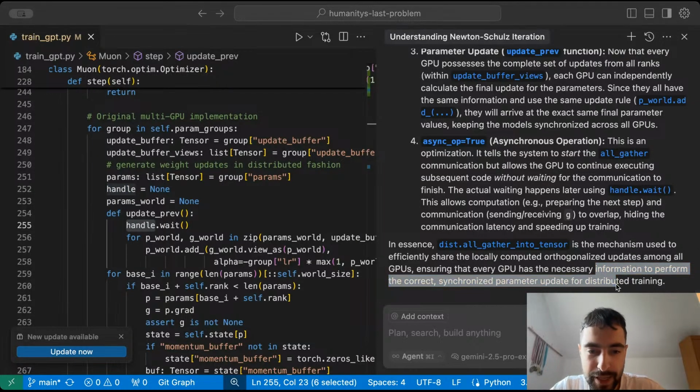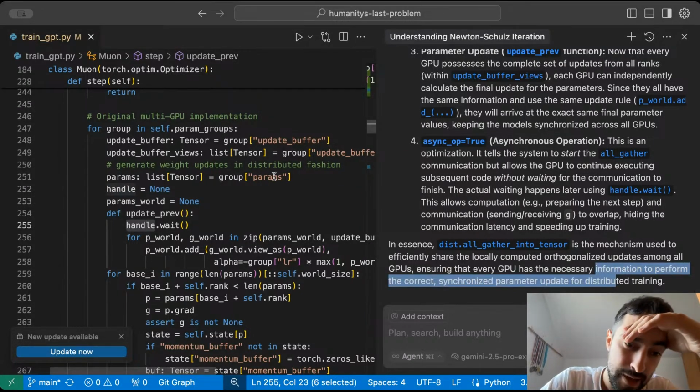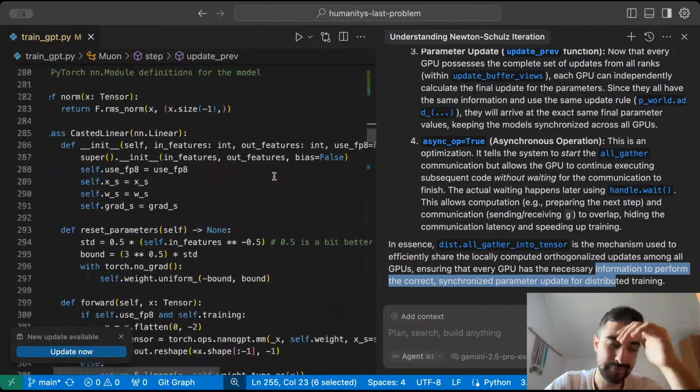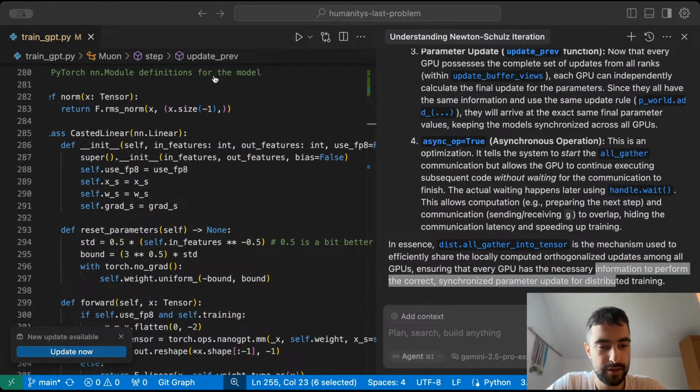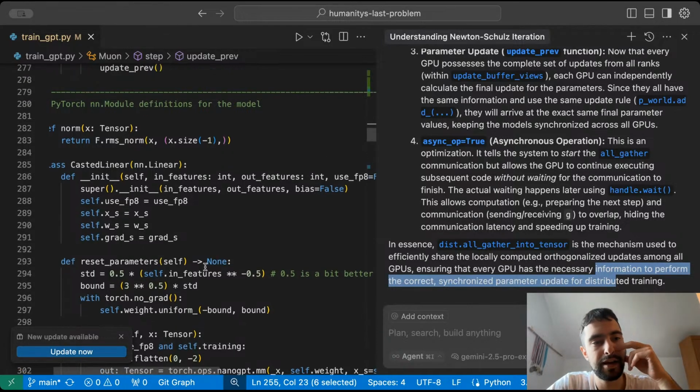I think that's gonna be it for this Muon. I'm done with it, bro. I'm done with it. Okay. I don't know. What is this?